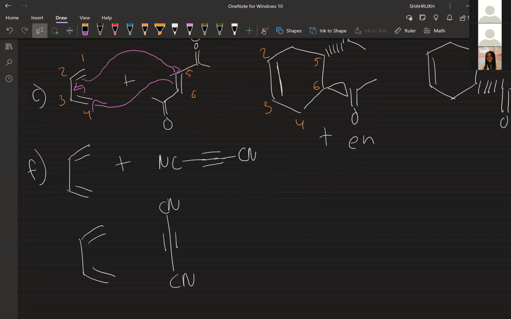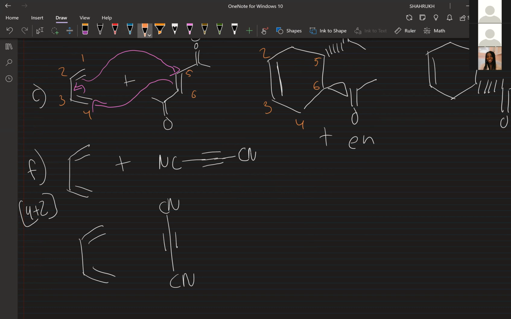Anyways, this is the last example. So this one is with an alkyne. The dienophile doesn't just have to be an alkene. This is why I wanted to show this example. Remember, by definition, this is a 4+2 cycloaddition: 4 electrons from the diene, 2 from the dienophile.